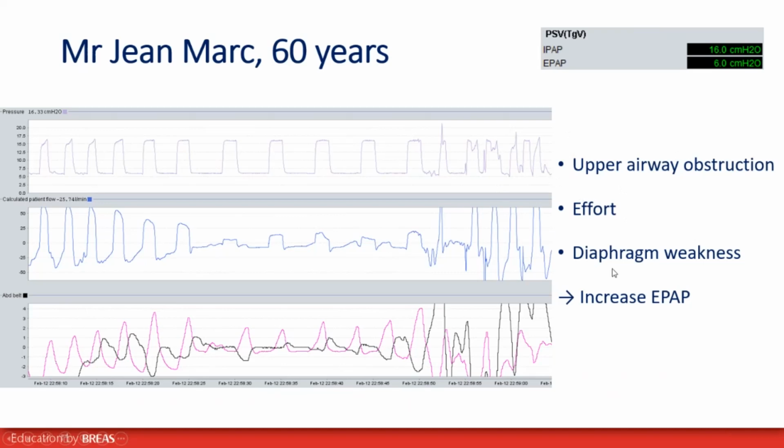But now there is a diaphragm weakness, meaning that the patient is doing effort with the accessory muscles. However, the solution to prevent such obstructive events is to increase EPAP.